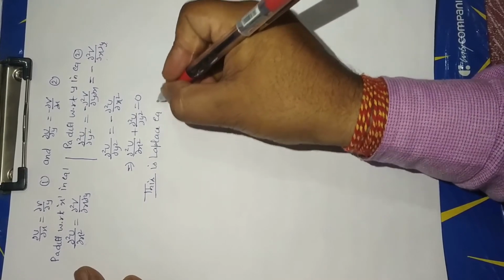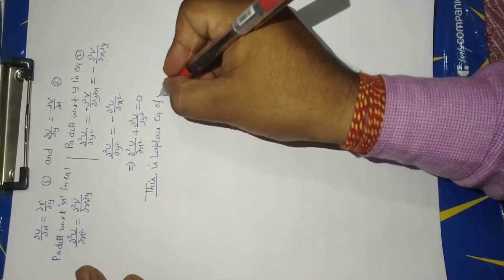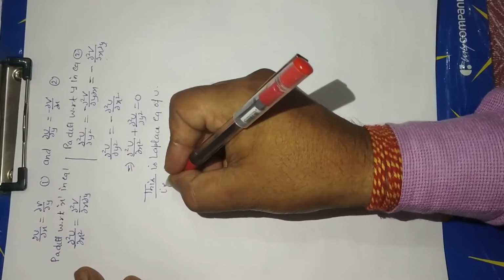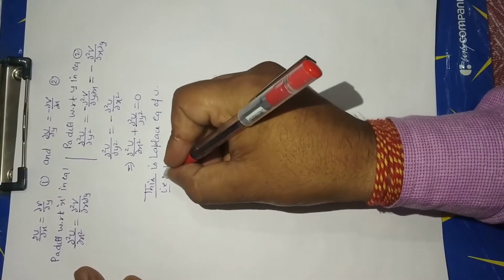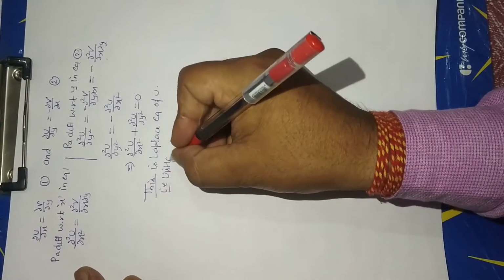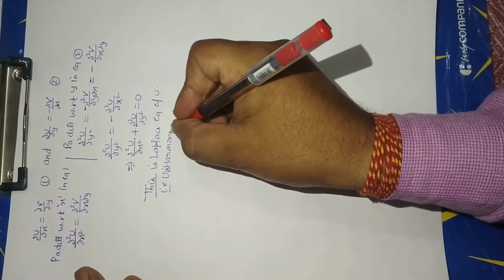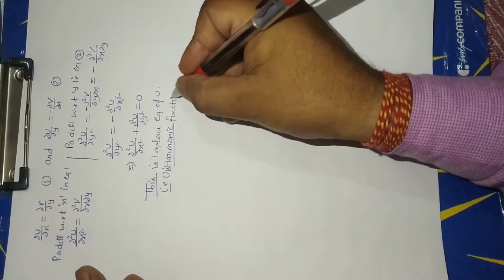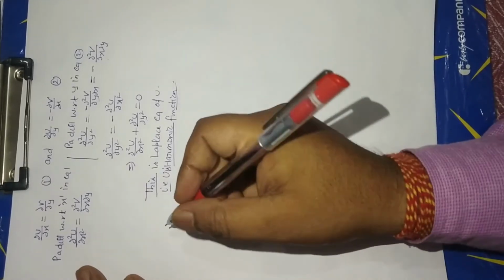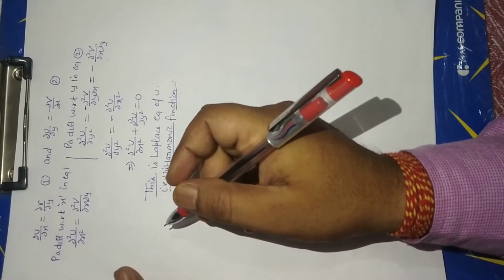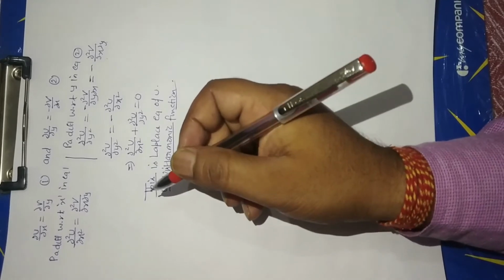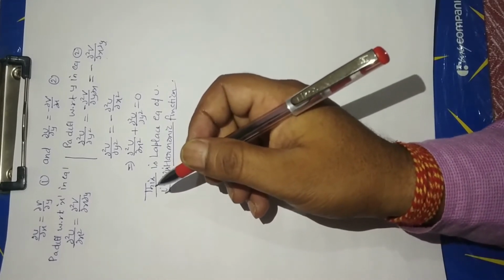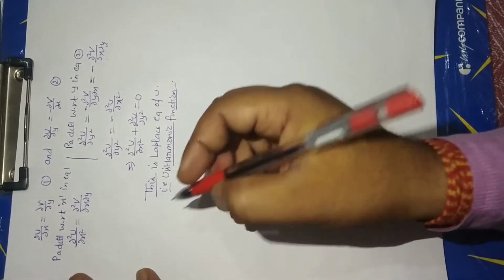This is the Laplace equation of u, that is, u is harmonic. u is a harmonic function. Now for the second, we want to show that v will be harmonic.